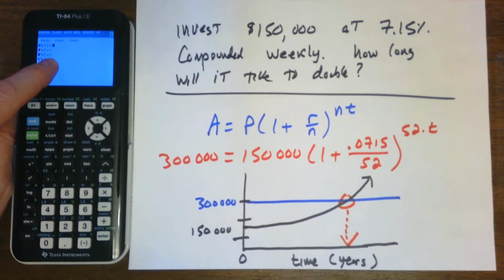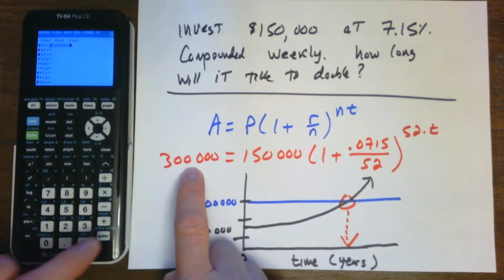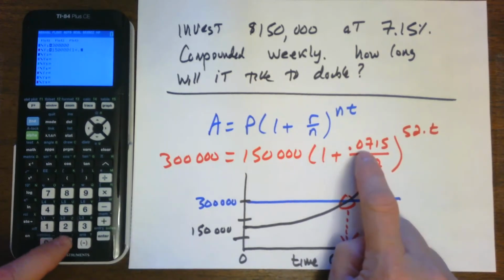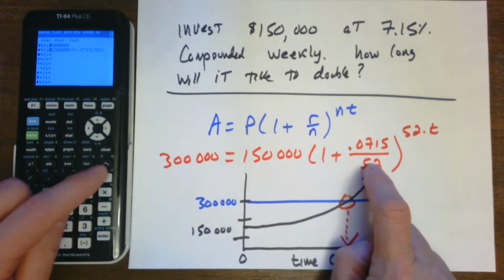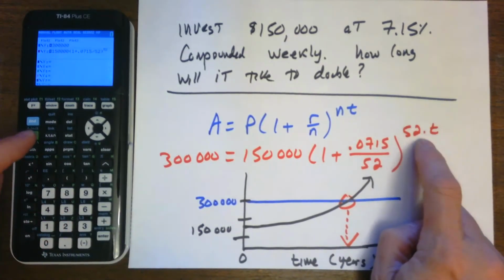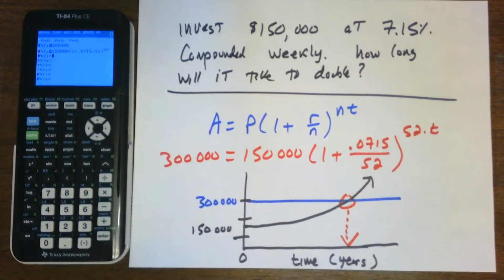So let's see, I got a bunch of junk in there. In my y equals, in y1, I'm going to put the $300,000 that I want. In y2, I'm going to put 150,000 times (1 plus 0.0715 divided by 52) to the power of 52 times my variable. I'm going to use x here. X represents the number of years. So there's my investment, and here's where I want it to be.